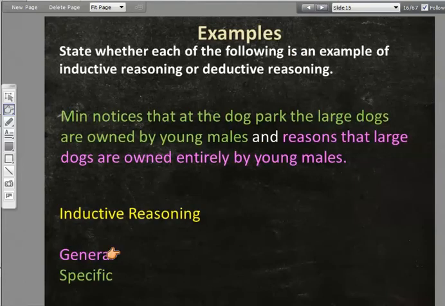So look what we got here. Inductive reasoning. So here the green is specific, okay? Pink is general.